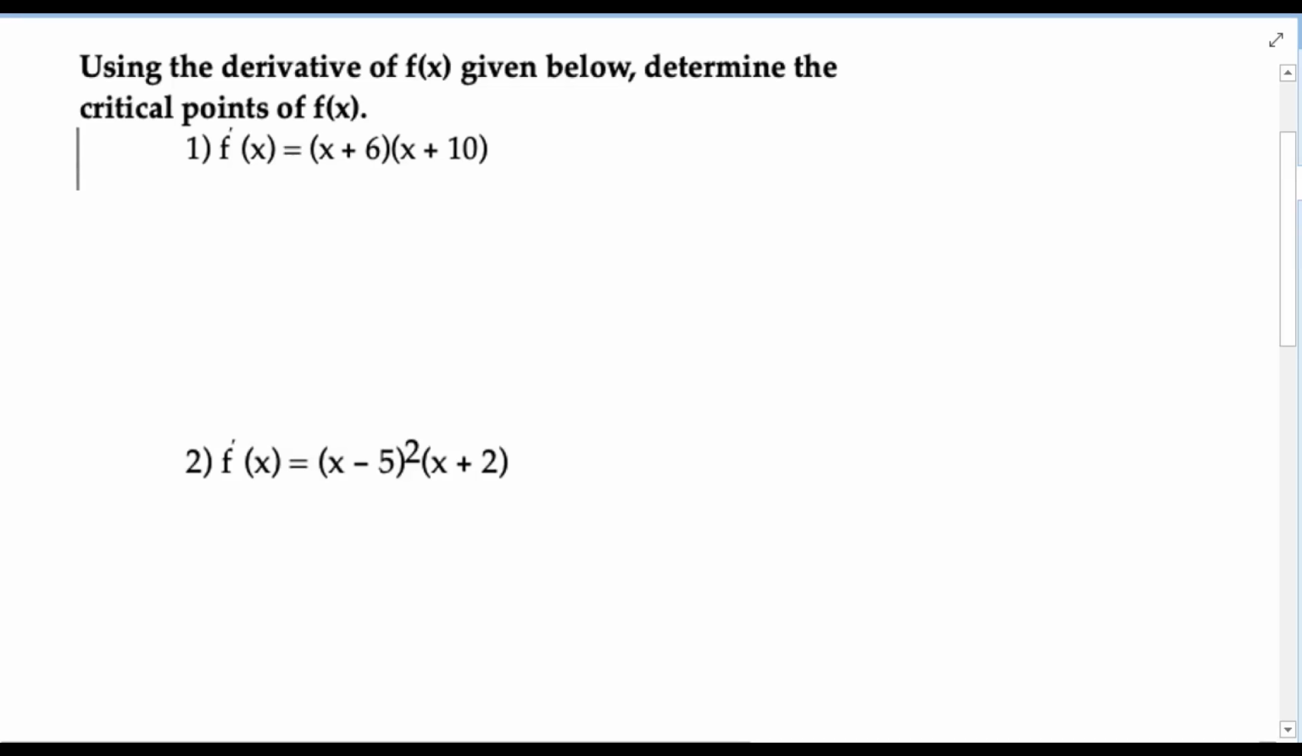In the following two examples, we are given the derivative of some function, and we are asked to determine the critical points. Well, let's talk about what critical points are for a second. So what are critical points? All right, the critical points are wherever f prime of x, the derivative, equals 0.